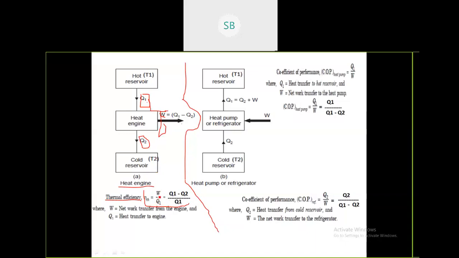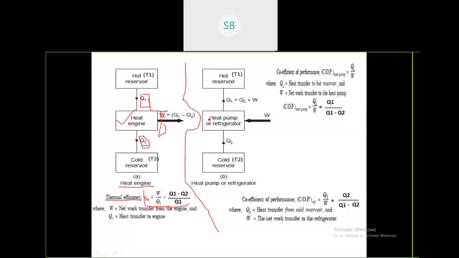And again, we can write W as Q1 minus Q2, because Q1 is the input, and from this Q1 we lose or reject some heat Q2. So from this we can write W is equal to Q1 minus Q2, and we put this in the efficiency formula upon Q1. By using this formula we can calculate the thermal efficiency of any particular heat engine.